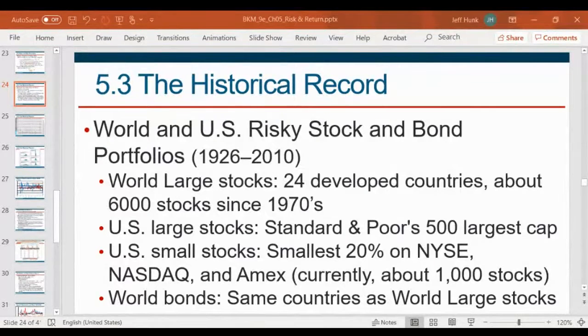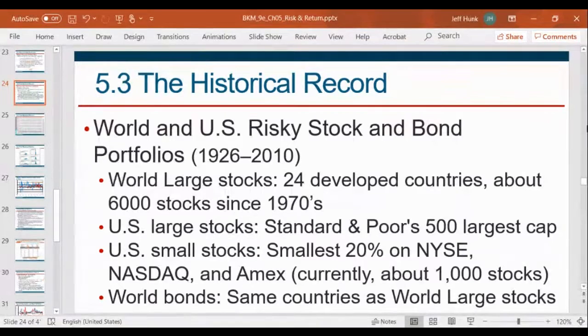All right. So now let's look into the historical record. And this, as I said before in the previous video, is a very extensive research, spanning over 85 years of time series data. So what they looked into was basically world and U.S. risky stock and bond returns, right?